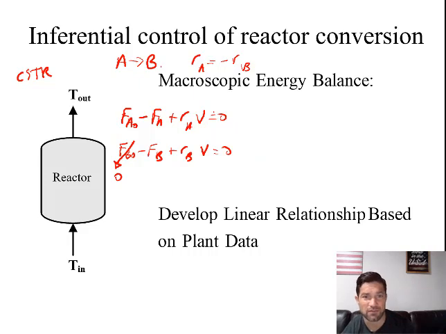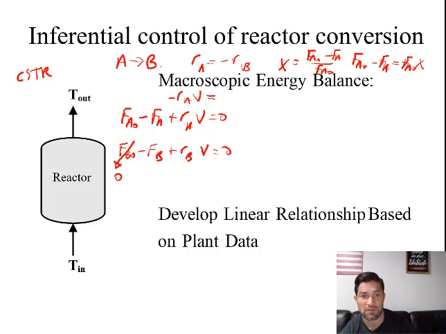We can also write these in terms of conversion, so we can define conversion X. So our reaction conversion equals FA0 minus FA over FA0. In other words, FA0 minus FA equals FA0 X. So from this relationship right here, we can say negative RAV equals FA0 minus FA, as shown up here, equals FA0 X.